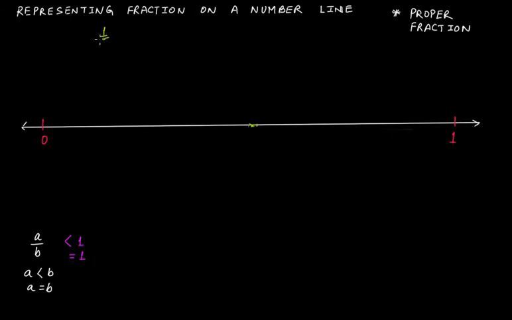If you have to represent 1 by 3, now this 3 tells you that this line should be divided into 3 equal parts. So let's say the first portion is here, and this is the second portion. These two cuts on this line are points here: one point here and another point here. So the number line between 0 and 1 has been divided into 3 equal parts as per the denominator of the proper fraction.